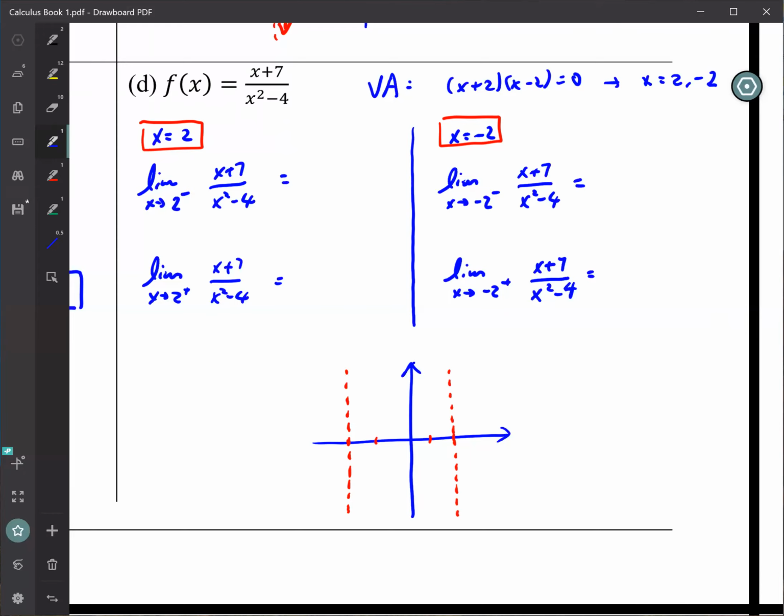Anyone has questions? So you would have 4 graphs, okay? 2 for each asymptote.